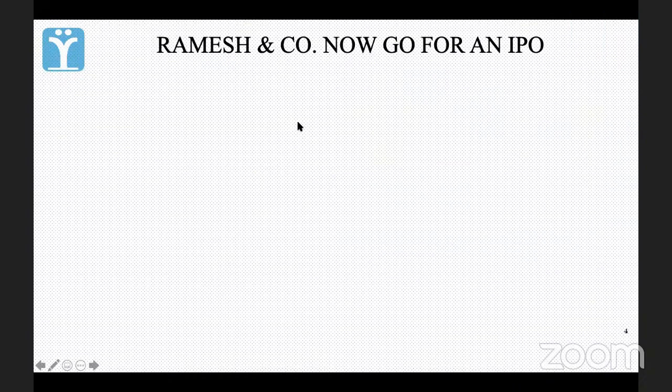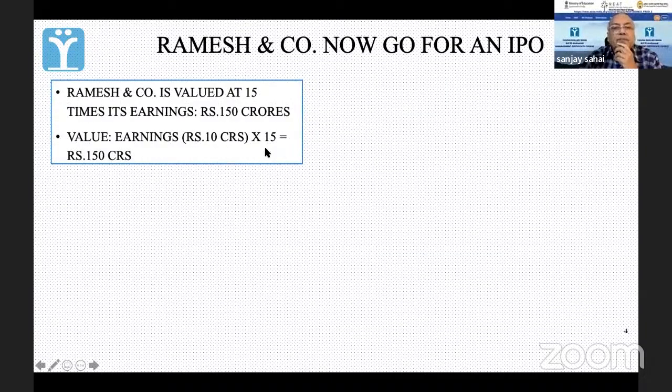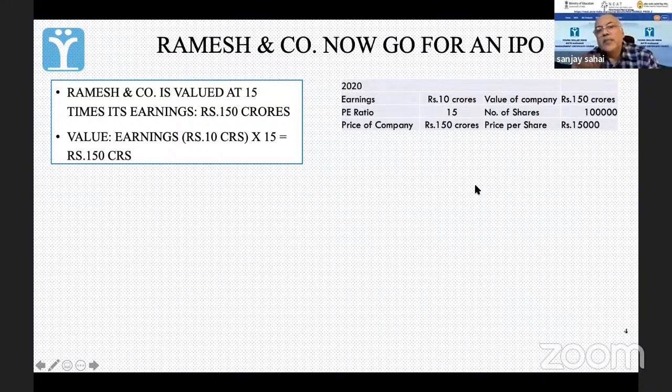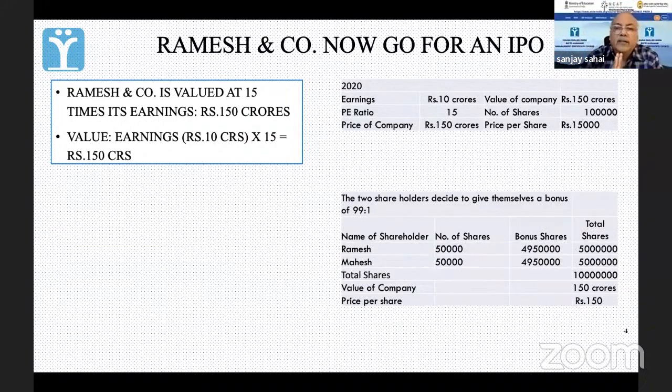Now, you want to go for that IPO. We already said that you are valued at this particular thing. Now, the problem is, if you go for an IPO and you say that the price per share is 15,000, it will not work. Nobody is going to actually buy at 15,000 because then the price will be so high that you will get very few investors. So you have to bring down the price. How do you do that?